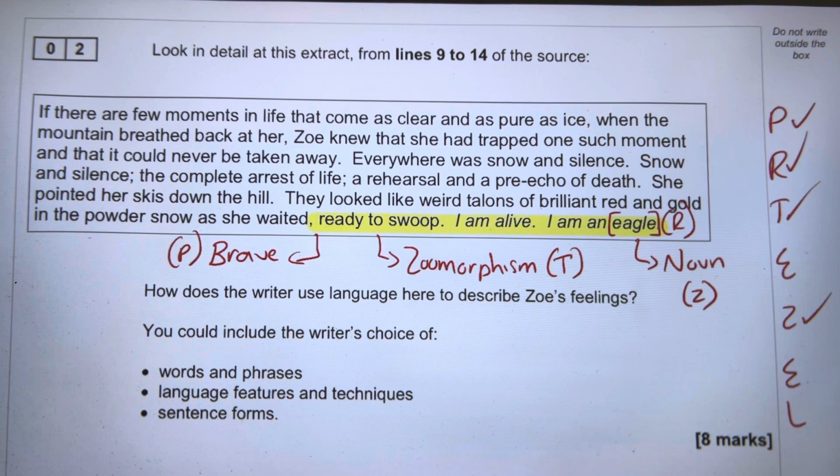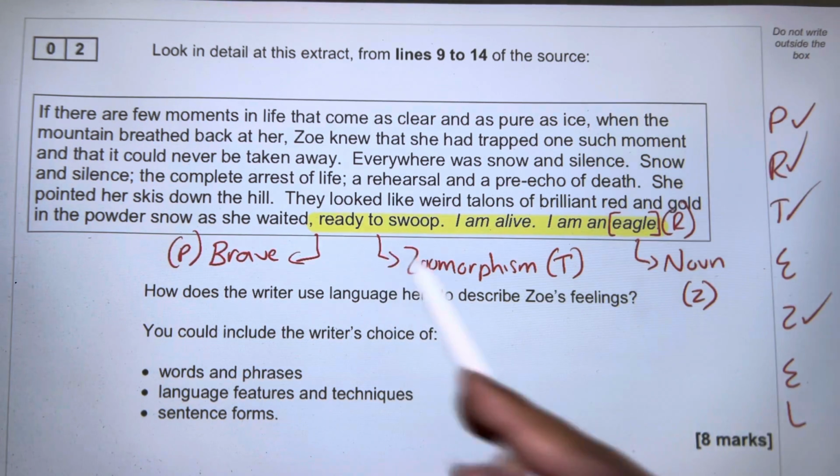And there you have it, guys. Paragraph 1 has been planned. The two effects I will do when I write the paragraph out. The link is me simply saying, therefore, as you can see, Zoe is presented as brave.